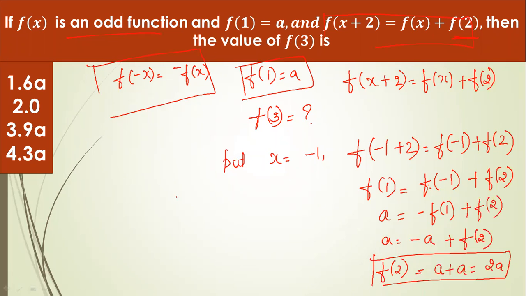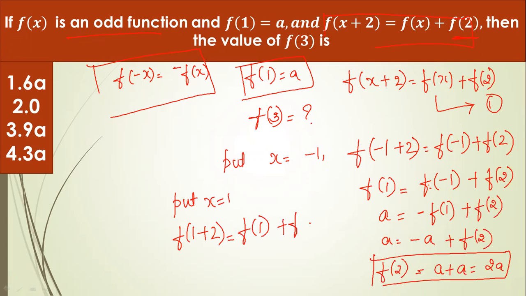I need what is f of 3. So put x is equal to 1 in equation 1. So what do you get? f of 1 plus 2 is equal to f of 1 plus f of 2. Our ultimate aim is to find f of 3. What is 1 plus 2, students? It is 3. So f of 3 is equal to f of 1 plus f of 2.